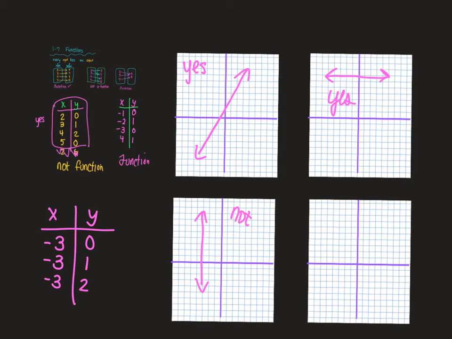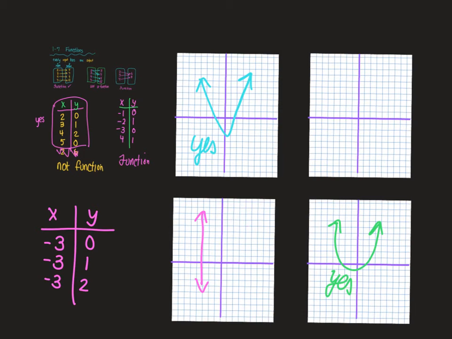Some funny looking pictures. A U-shaped picture. That's a yes. I'll erase this one. A V shape is a yes. Let's erase this guy and this guy. Let's see another shape. A squiggly, like an S, like a sideways S, is yes.